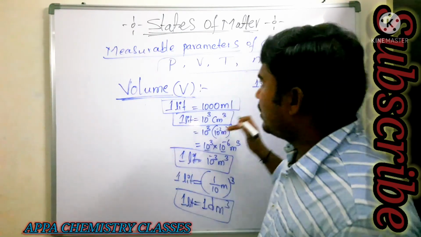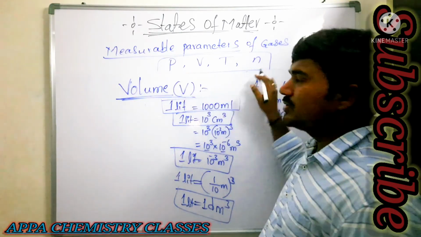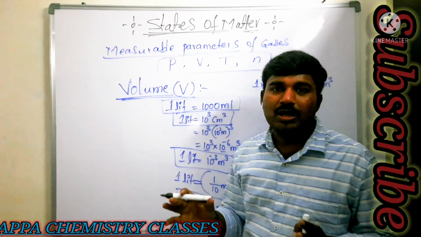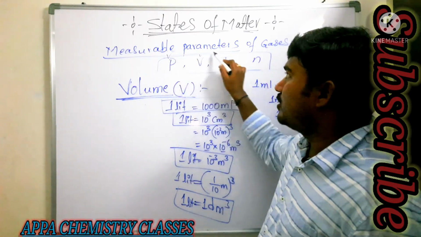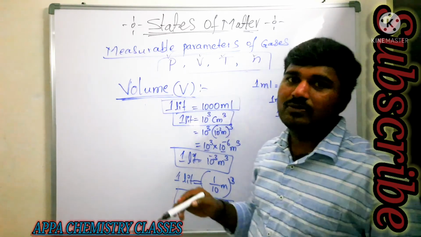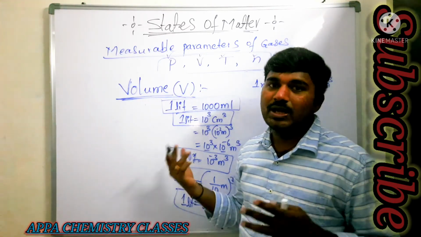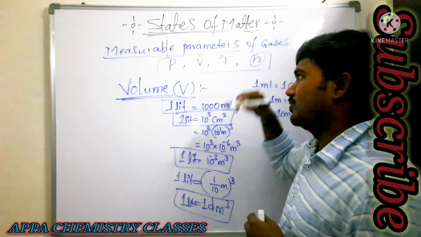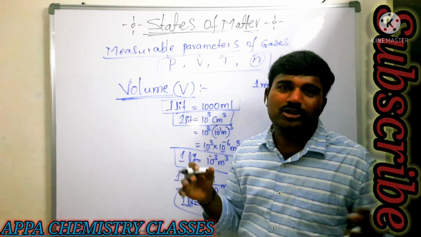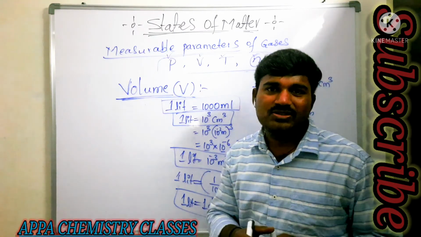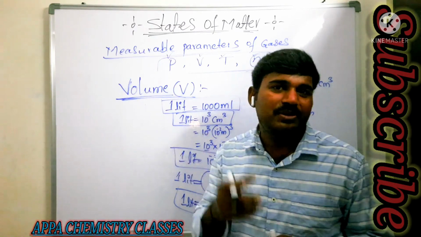Is that clear? Now we have learned 4 parameters in detail. We saw the different units used for pressure, volume, temperature and number of moles of gas. Mass of a gas is taken in terms of number of moles. Based on these 4 parameters, we are going to have the 4 main gas laws. Those gas laws we will see in the next video.